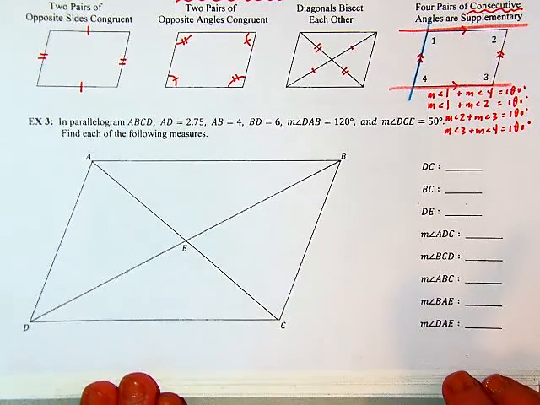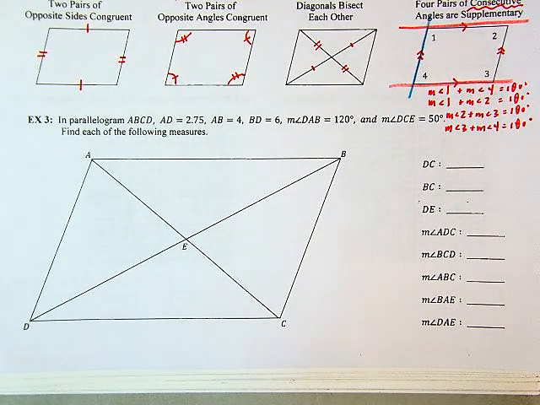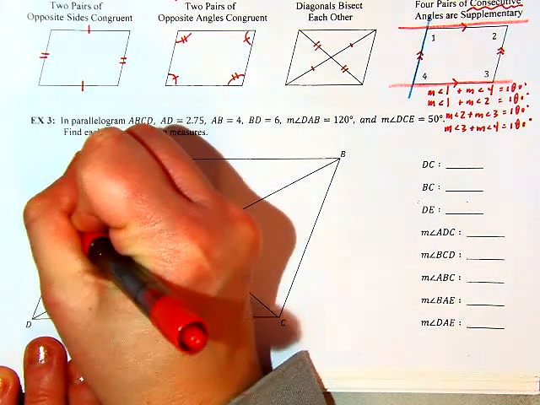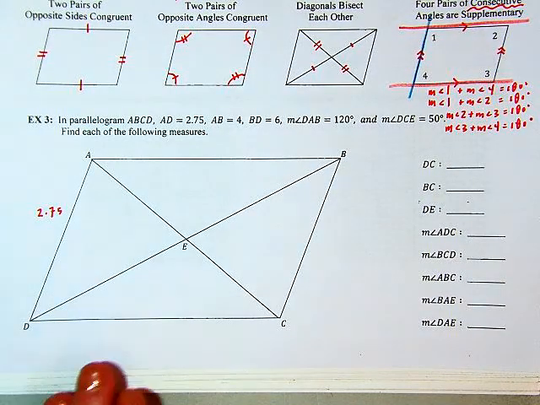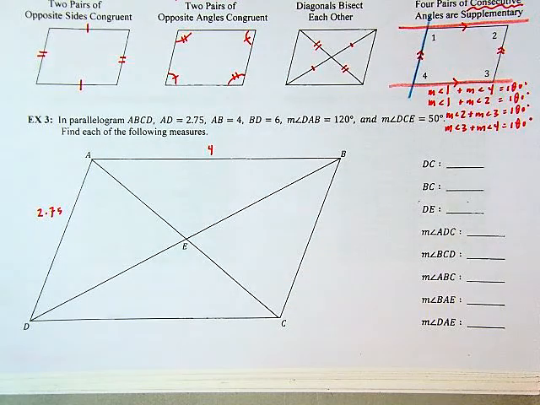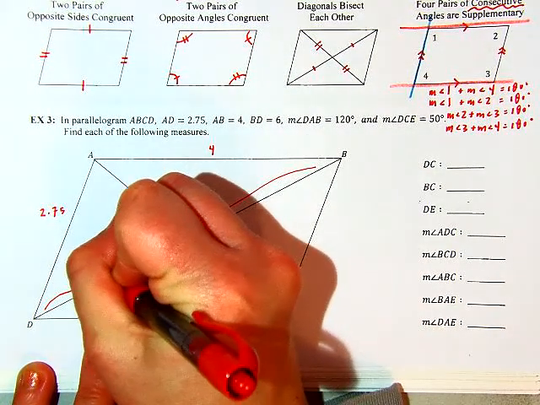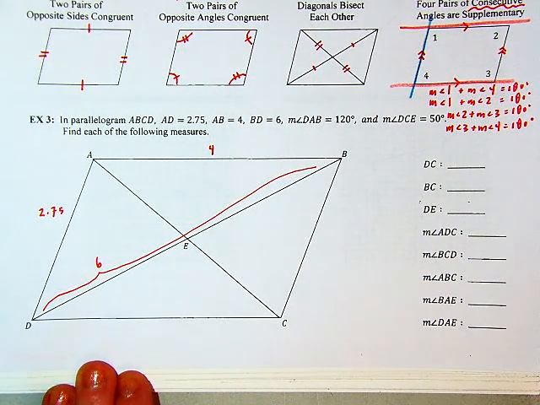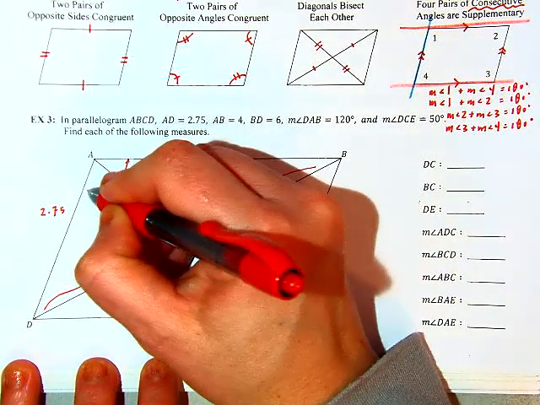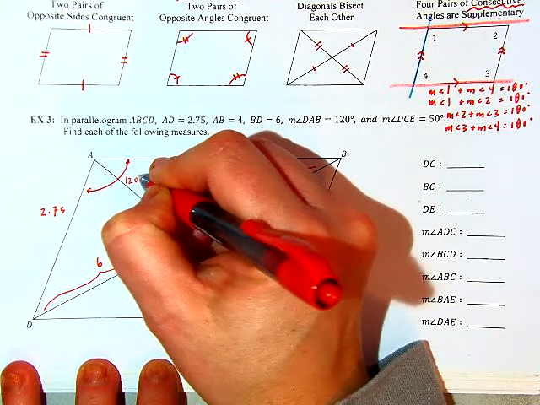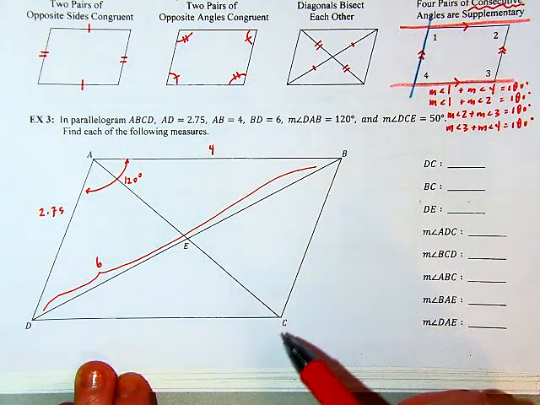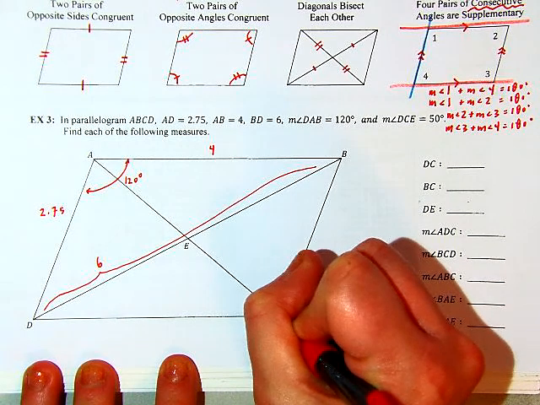All right, so now we have what I usually call a parallelogram puzzle, where I give you certain information as a starting point, and then we connect the dots and we try to figure out other information building on what we were given. So I'm going to start by labeling all the givens. So AD is 2.75. AB is 4. BD, so this whole span here is 6. The measure of DAB, so this full measure here to here is 120. And then the measure of DCE right here is 50.